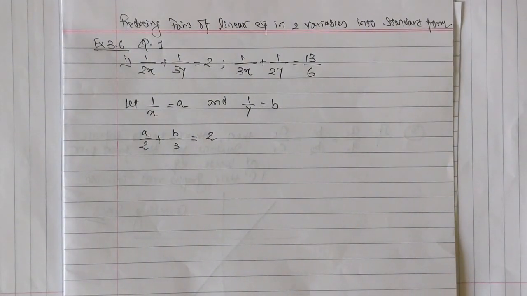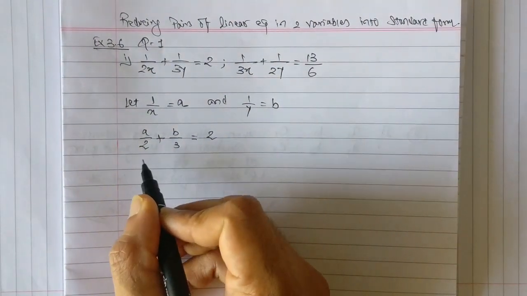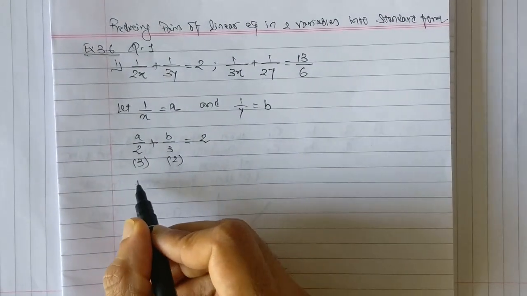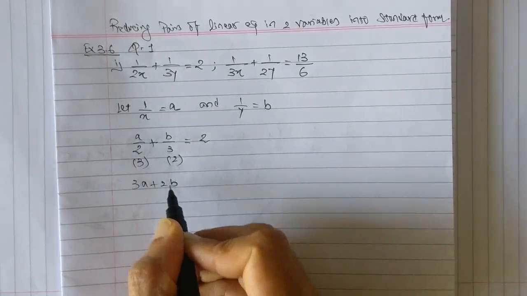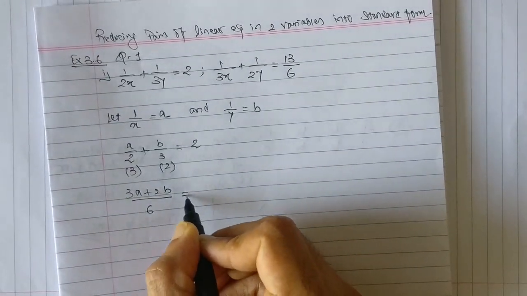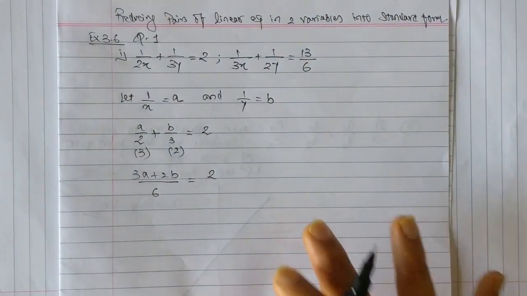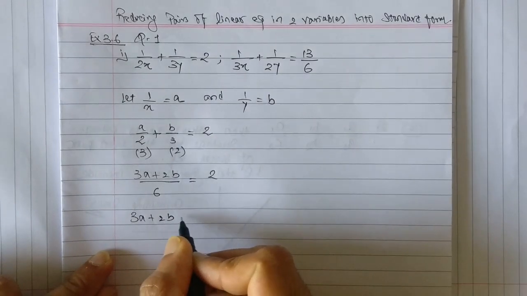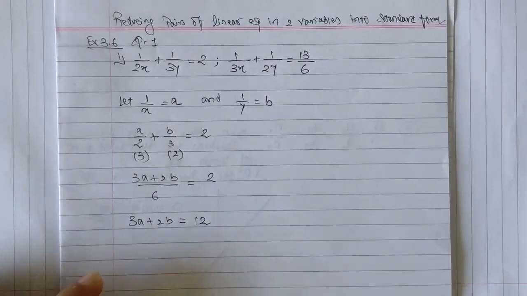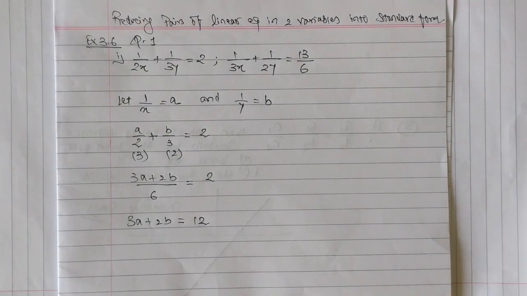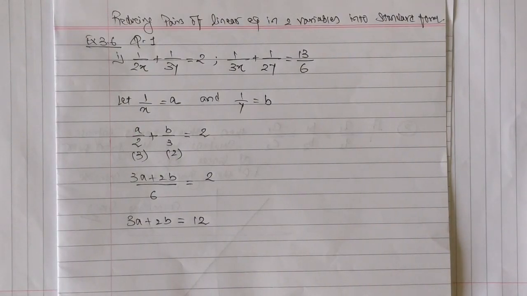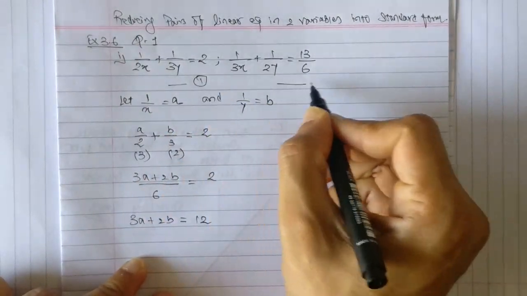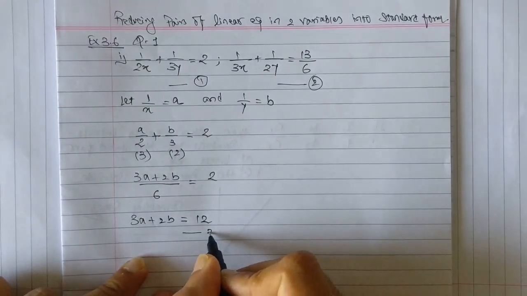Now what to do? Now we'll take the LCM. The LCM of 2 and 3 is 6. 2 3s are 6, 3 2s are 6. So 3a plus 2b by 6 is equal to 2. So 3a plus 2b is equal to 12. If you take the given equations as 1 and 2, this is your equation number 3.